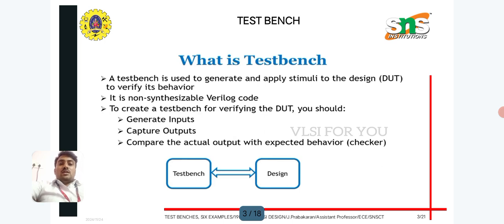Let me see one by one. The first topic is what is a test bench. A test bench is used to generate and apply test vectors, that is called stimuli, to the design to verify its behavior. It is non-synthesizable Verilog code. To create a test bench for verifying the design under test, you should generate inputs, capture outputs, and compare the actual output with the expected behavior of the total circuit.